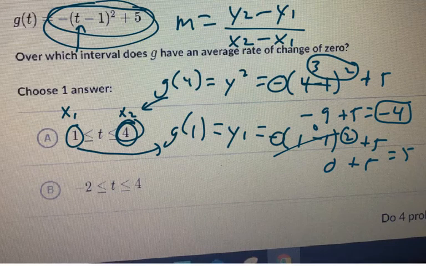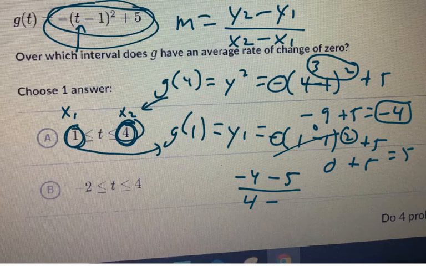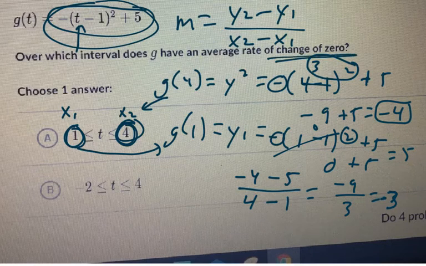Now, how would I find average rate of change? I'm going to take my y2 minus my y1 divided by my x2, remember x2 was 4, minus my x1, which was 1. And in this case, I get negative 9 over 3, which is negative 3. Now, they want it to be a 0 rate of change. So A is definitely not the right answer.